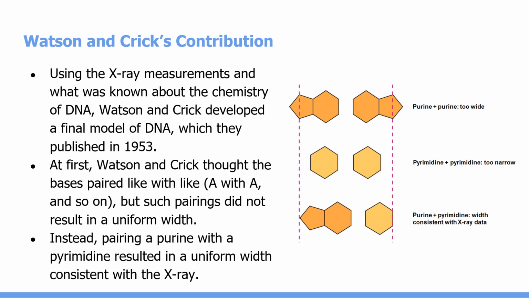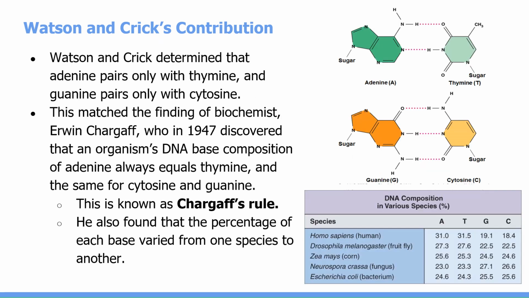At first, Watson and Crick thought that the bases paired like A with A and so on and so forth, but such pairing didn't result in a uniform width. Instead, pairing a purine with a pyrimidine resulted in a uniform width consistent with the X-rays. Pretty cool, right? Math. Boom. So Watson and Crick determined that adenine pairs only with thymine and that guanine pairs only with cytosine.